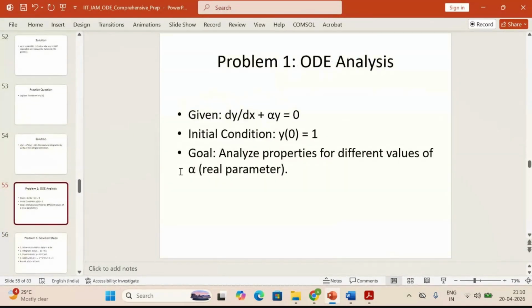So then let us look into this problem. dy/dx plus alpha y equals 0. The initial condition is y at 0 equals 1. Solve this and analyze the properties for different values of alpha, which is a real parameter. Alpha is real. For the initial condition y(0) equals 1, let me know what you think of the nature of the solution.